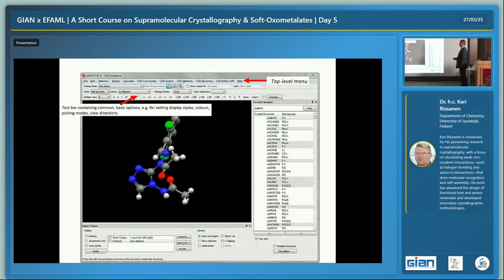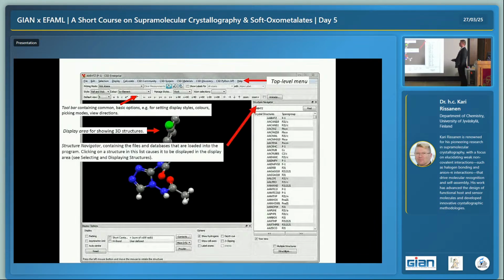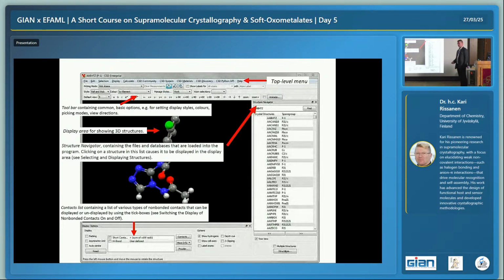And we can do this, and then a toolbar to set any common kind of setting: display styles, colors, and display area. So these are the structures, and this is a structure navigator. In this case, if we are in a database, it contains names of those. It also contains your structure with one name, other structures. And now here we have this contacts menu button, which shows other molecules.